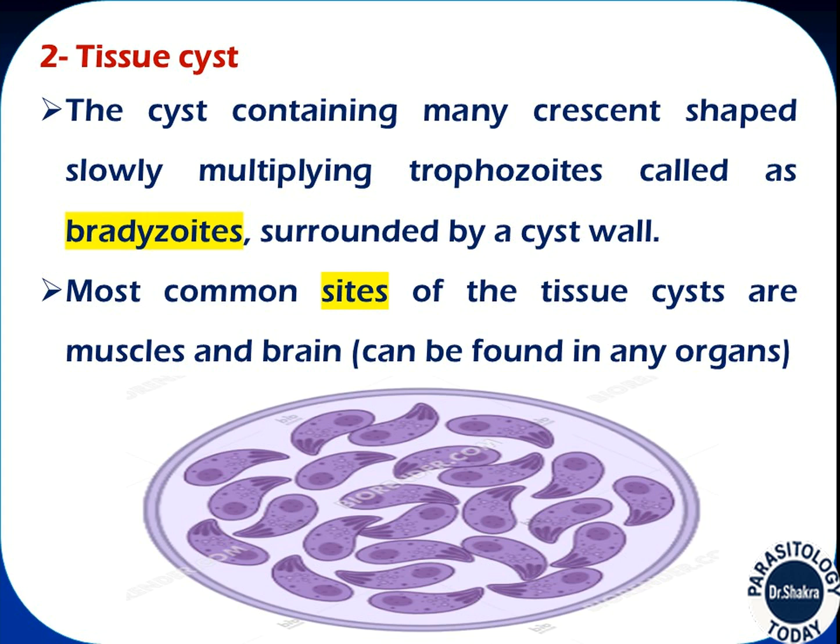2. Tissue cyst. The tissue cyst form contains many bradyzoites, the slow-growing forms that appear during chronic infection. These bradyzoites are slender, crescent-shaped, and can remain dormant for years, especially in muscles and the brain, though they may occur in other organs as well.